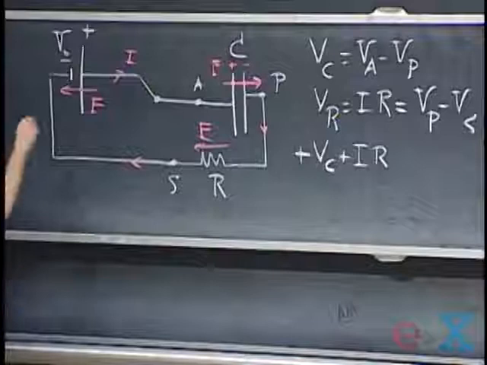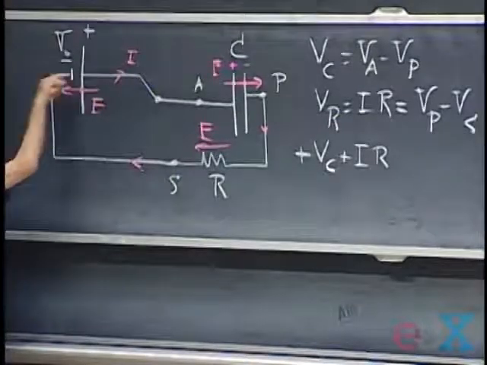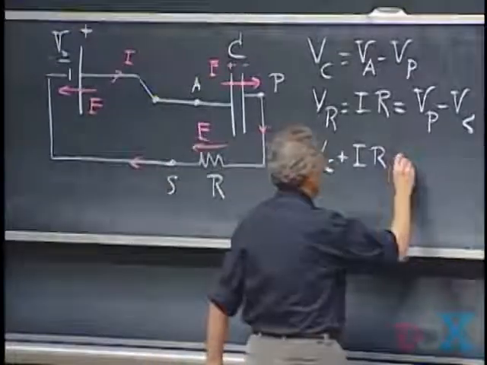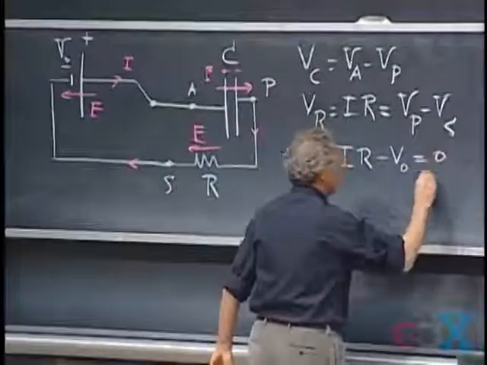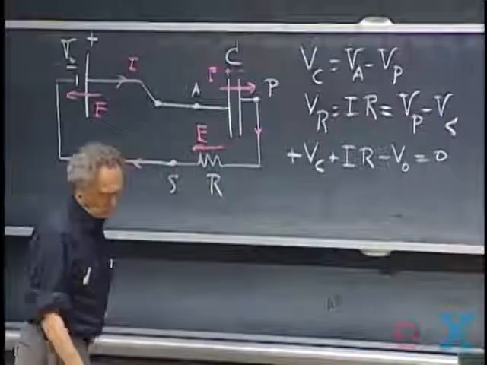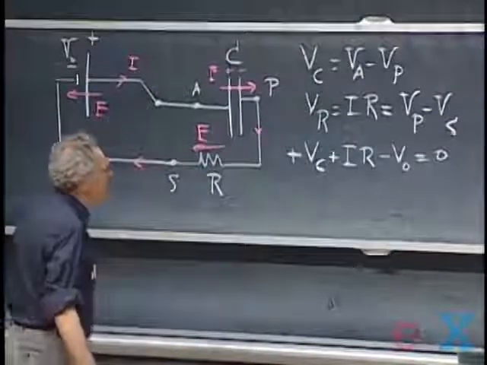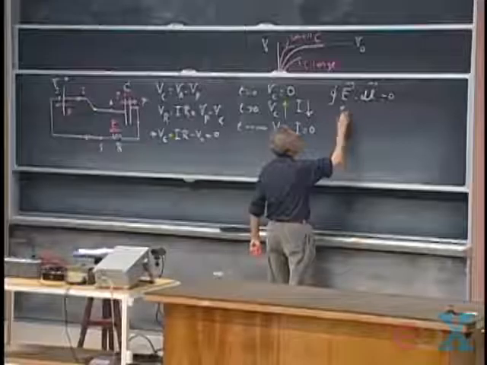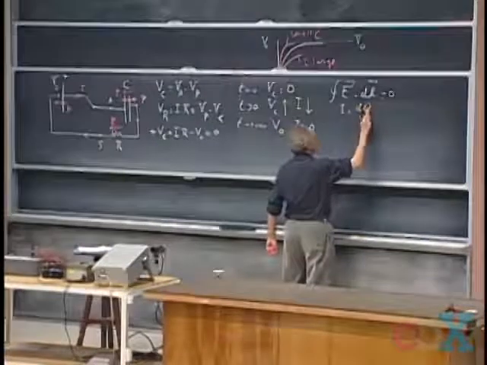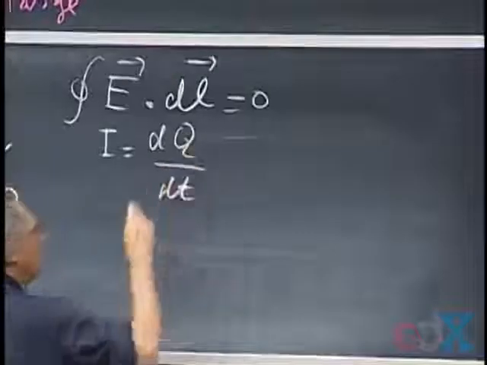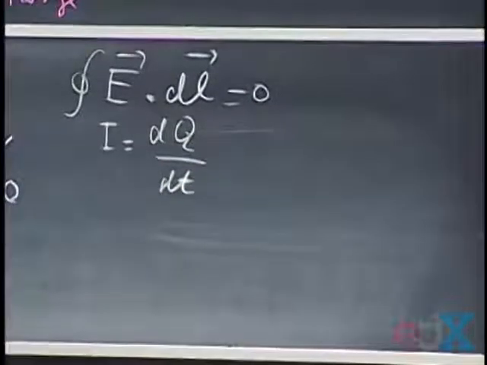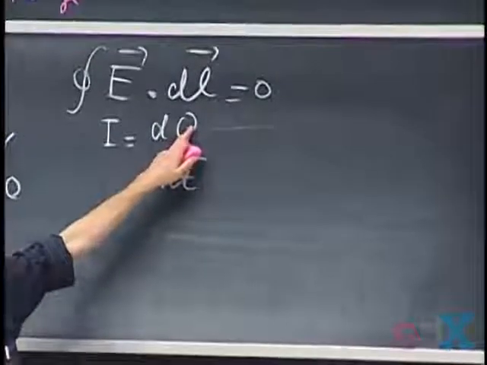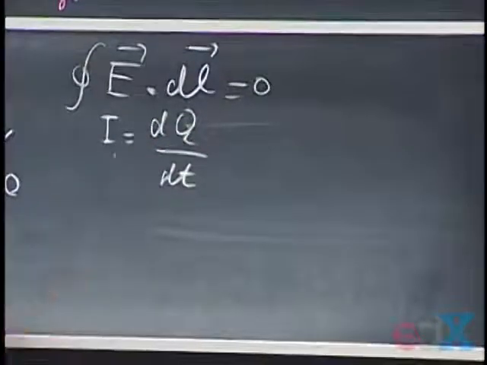Then I come through the battery, now the electric field is opposing the direction in which I go, so I get minus V0, and that is 0. So that's my differential equation, and I can write it differently because I know that I, the current, is dq dt, Q being the charge on the capacitor, and it's only if that number changes, if the capacitor is either charging up or discharging, is there a current flowing.